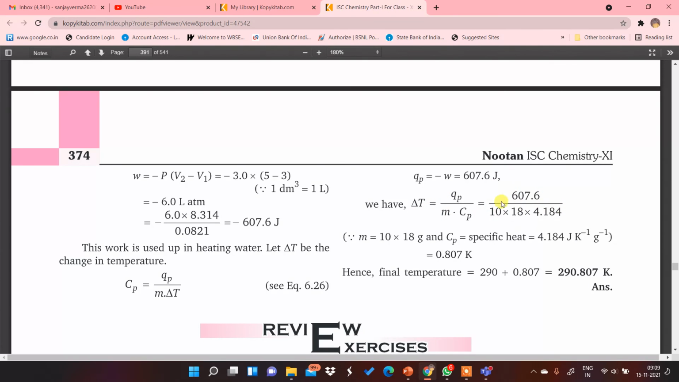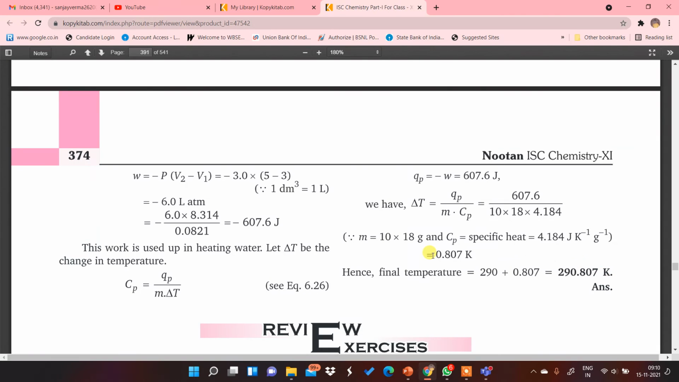So put the values over here. The mass of water we can obtain is 10 into 18, the number of moles into 18. Cp is given as 4.14 joules per Kelvin per mole for water. This comes to 0.807 Kelvin. So we have to add 290 plus 0.807 Kelvin. It comes to 290.807 Kelvin.